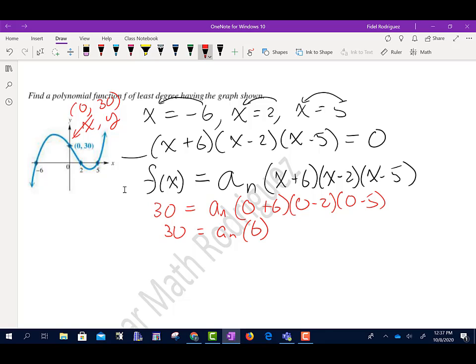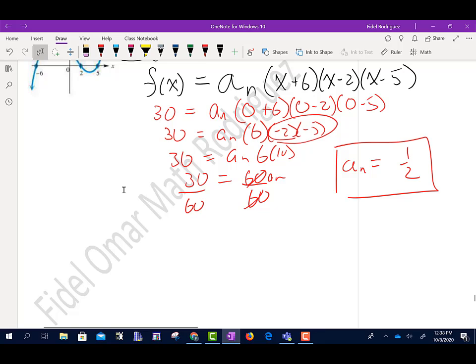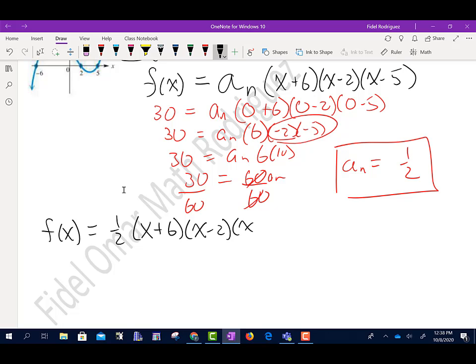So let's see, that's 6 minus 2 minus 5. So 6 times, well, let's multiply these first together because that's going to give me 10. So this is going to give me 60 an, and we can divide both sides by 60. And so my an is going to be the number 1/2. Okay. All right. So now what I'm going to do is let's write it out. F of x equals 1/2. We have x plus 6, x minus 2, x minus 5.